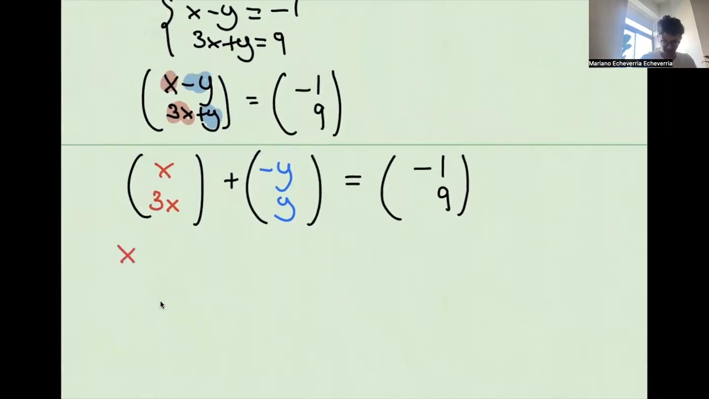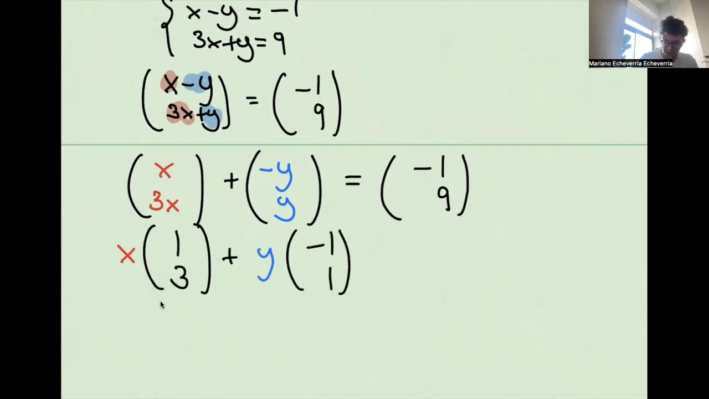So this becomes x times the vector 1, 3. And then the other one becomes y times the vector -1, 1, right? So that's why it's convenient to break it in terms of the same variables, because now each vector has only stuff that depends on one of the variables, you can factorize the variable or take it out of the vector.